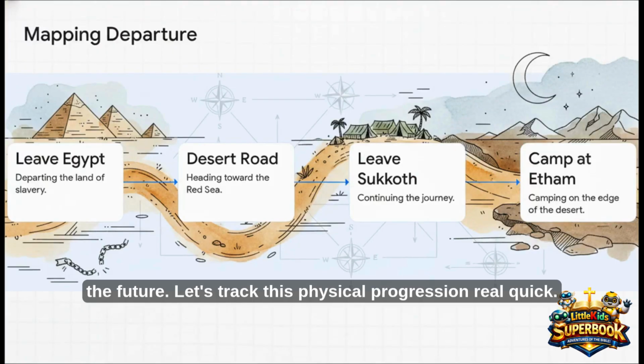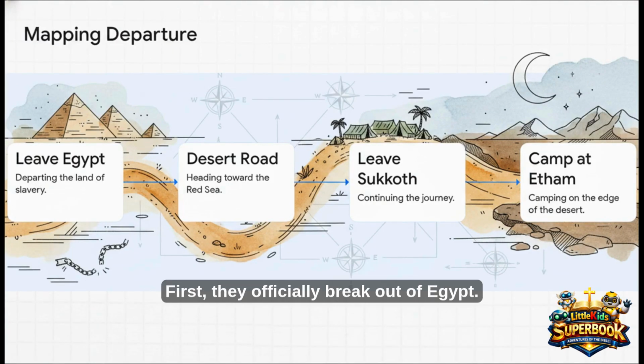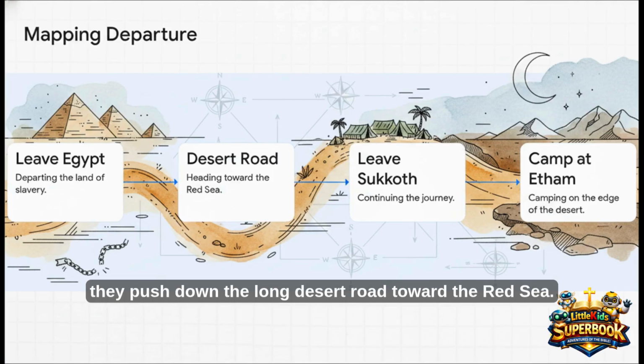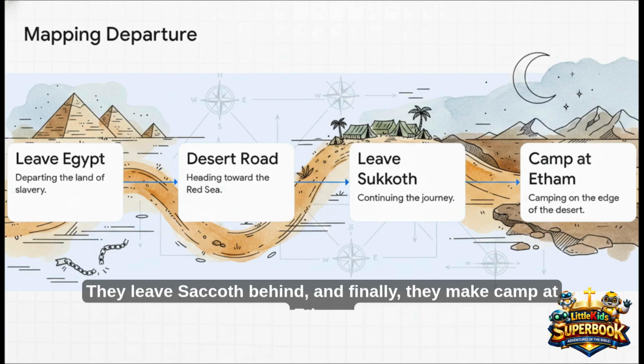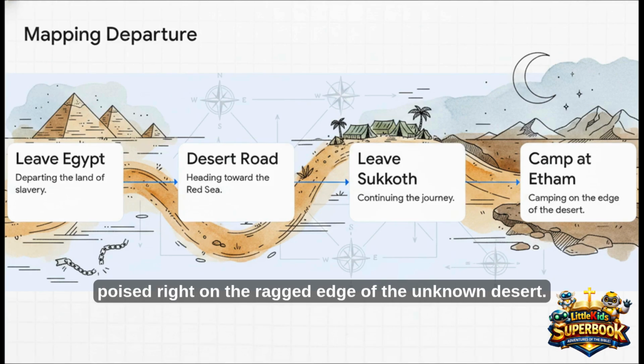Let's track this physical progression real quick. First, they officially break out of Egypt. Then, totally bypassing the short route, they push down the long desert road toward the Red Sea. They leave Succoth behind, and finally, they make camp at Etham, poised right on the ragged edge of the unknown desert.